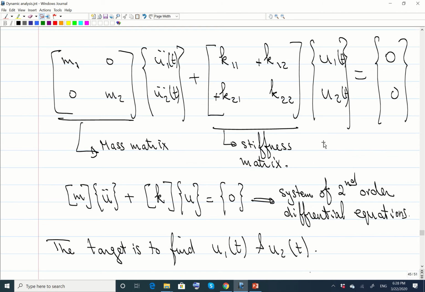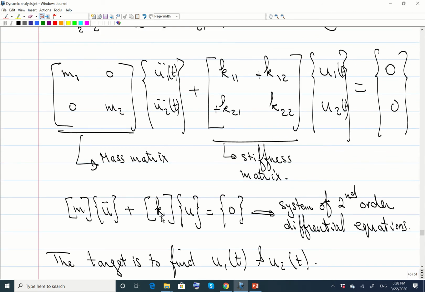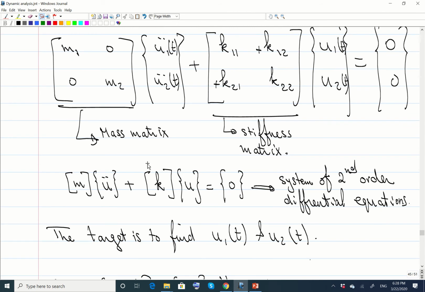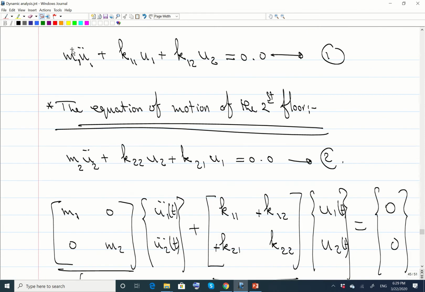Now, instead of just having m u double dot plus k u equals 0 as one single equation, we have a system of 2 differential equations. This actually represents 2 equations like this, 1 and 2, and each of those equations is a differential equation. And those 2 equations are coupled together. This equation has u1 and u2, and this equation has u1 and u2, so they are coupled together. I cannot just solve one of them independently of the other. I have a system of coupled differential equations.